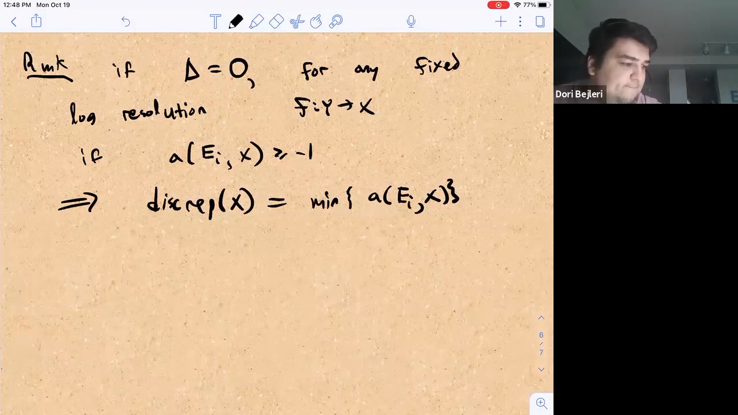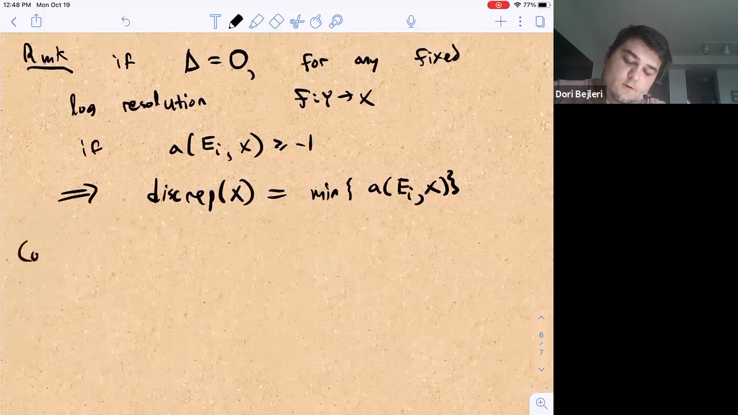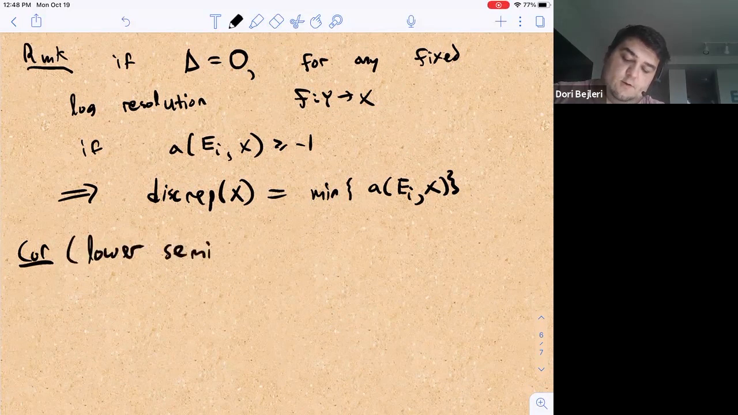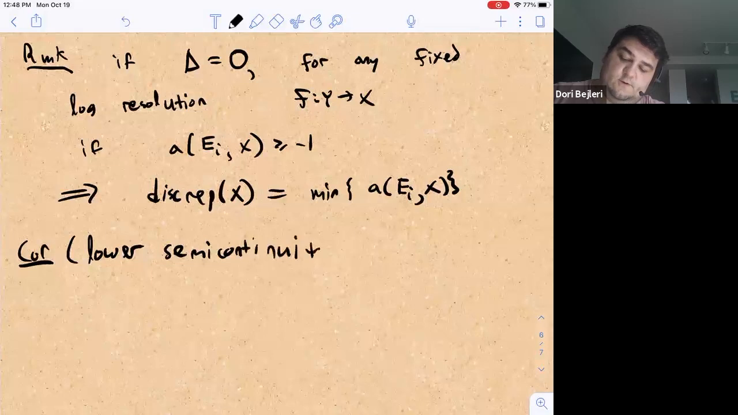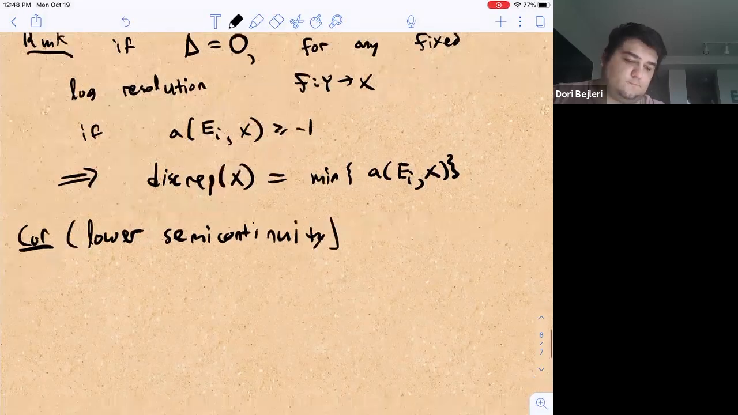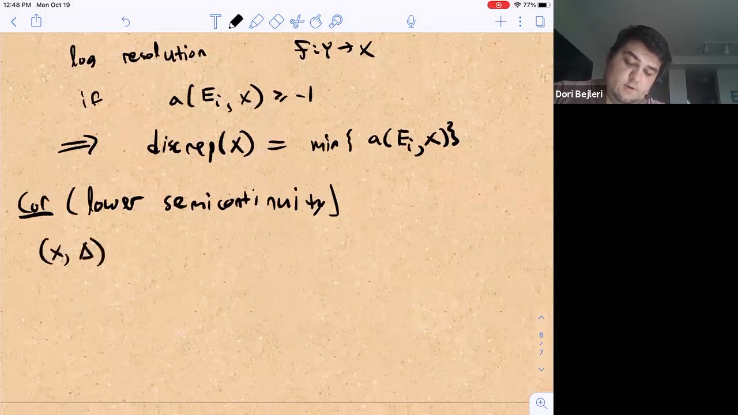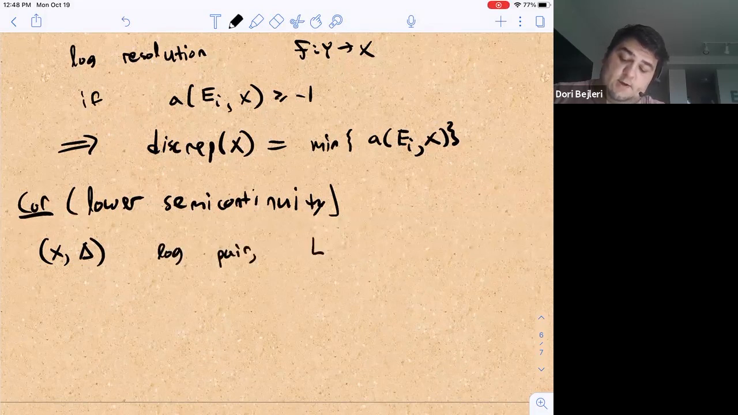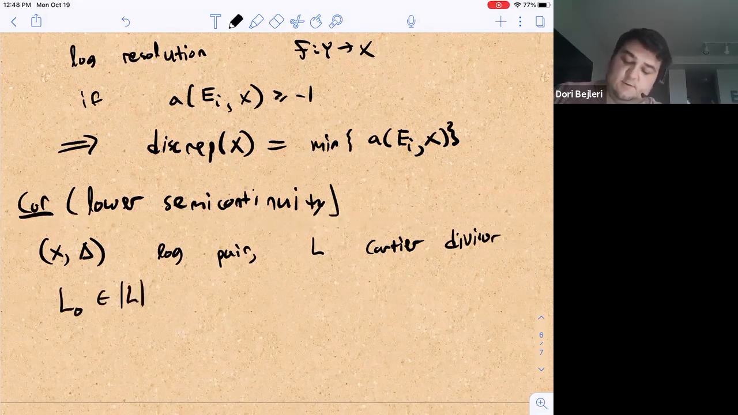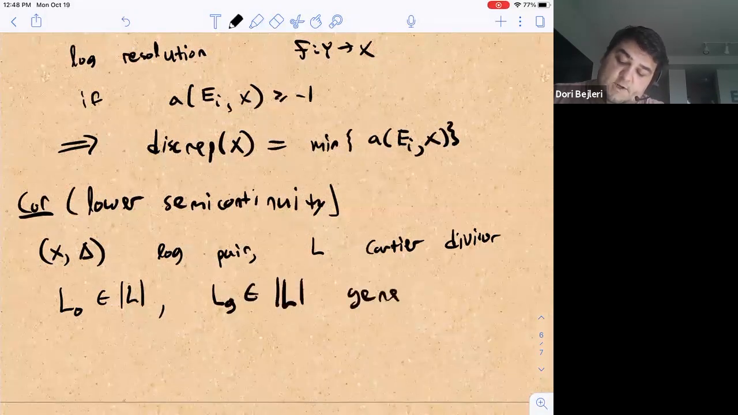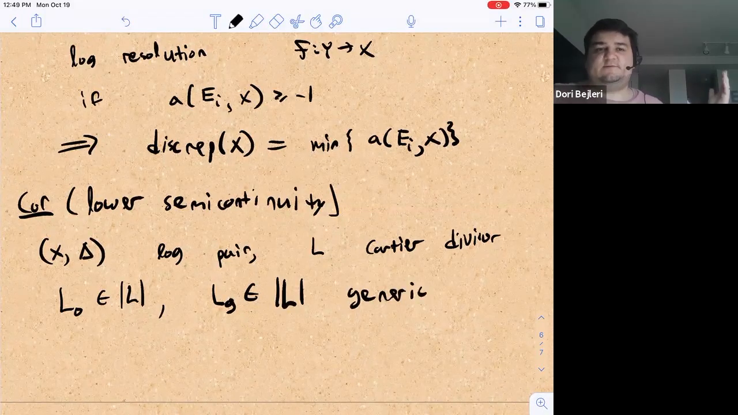Okay, some corollaries. So there's some semi-continuity that's useful. So if X, delta is a log pair, and L is some Cartier divisor, and take L0 to be some fixed member of this linear series, and LG some generic member. So in particular here, we're assuming that L moves, that it has at least two different members.